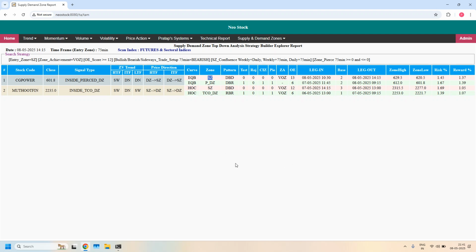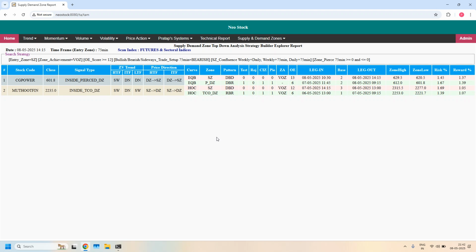Both together overlapped with this 75 minute supply zones, which are overlapped with daily supply zone. Both together overlapped with the weekly supply zone. But weekly trend is sideways. So we can't filter weekly supply zones with weekly EMA, because sideways EMA confluence does not give any advantage. So this is bearish trade setup for weekly income trade.